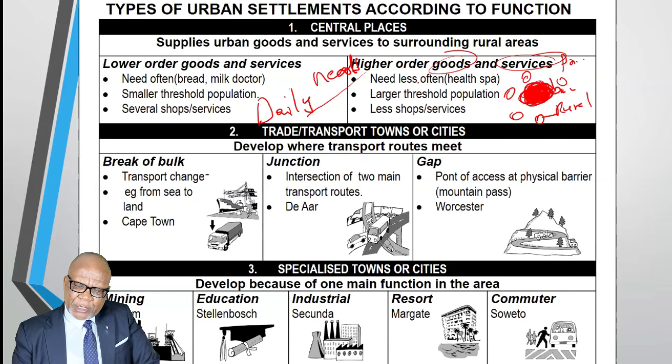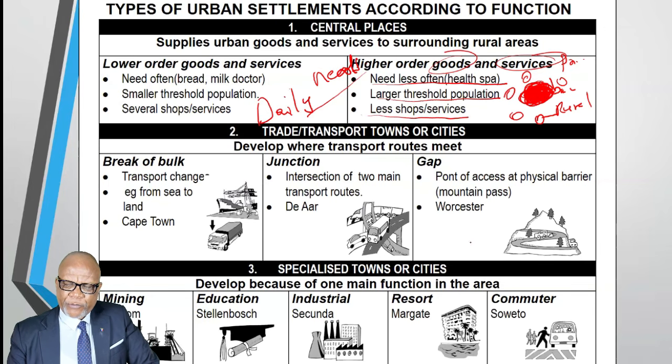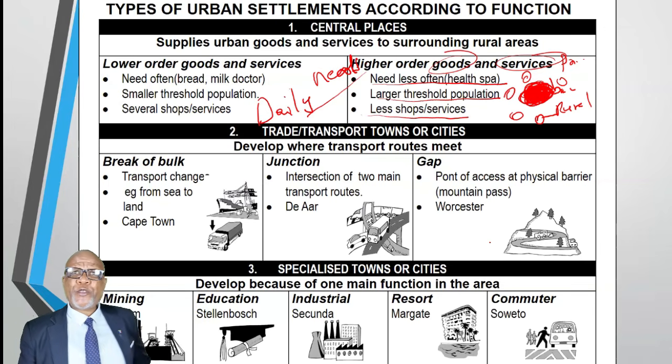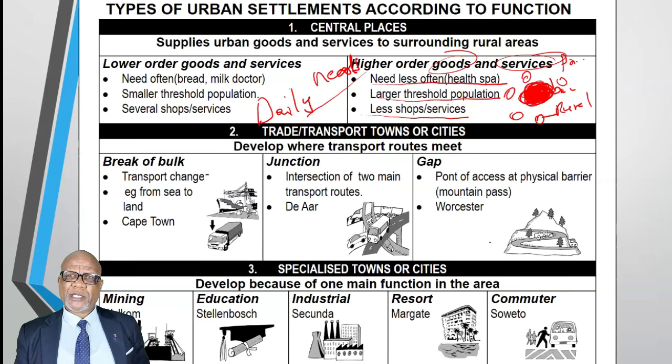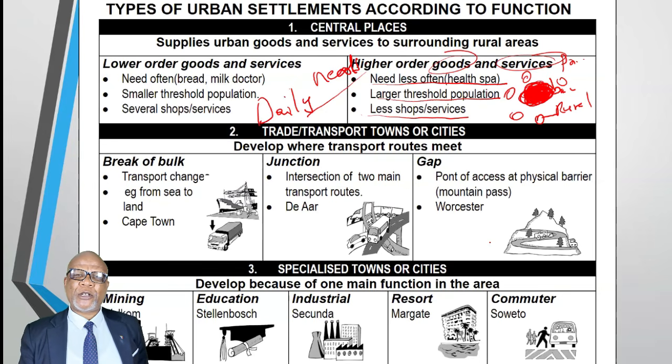You need high order goods. You buy them less often. They have a larger threshold population, and there are fewer shops that provide them. For example, we have fewer shopping centers than spaza shops. We've got a lot of spaza shops because spaza shops are low order centers, and therefore they provide low order services, and therefore there are more of them. But when it comes to shopping centers, we have fewer because those are high order centers.